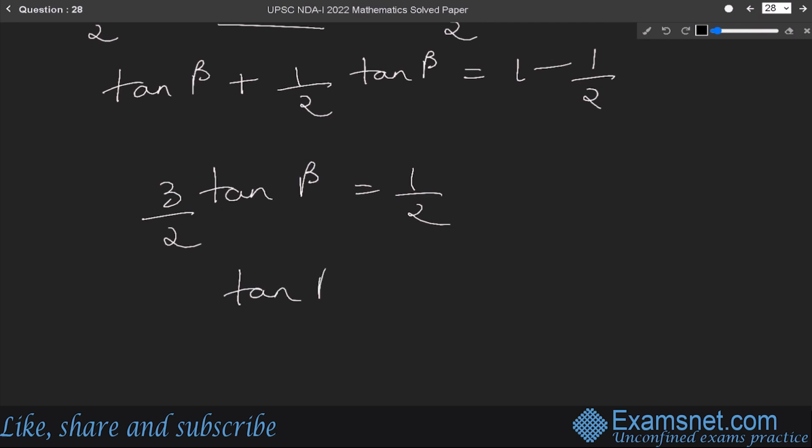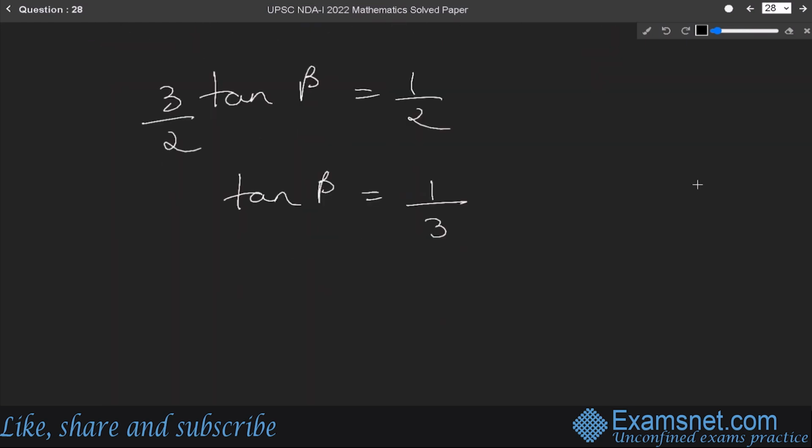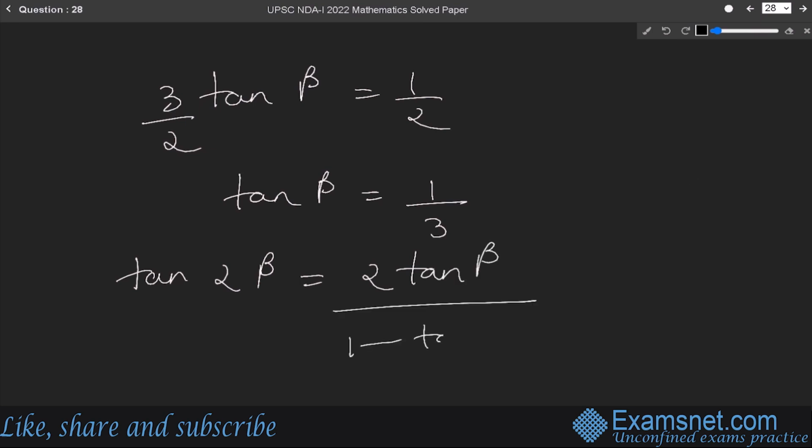tan beta is equal to 1 by 3. Now we have found the value of tan beta, but in the question we have to find the value of tan 2 beta. So let us see. tan 2 beta is equal to 2 tan beta upon 1 minus tan square beta. We know the formula tan 2 theta is equal to 2 tan theta upon 1 minus tan square theta. In place of theta, here there is beta.